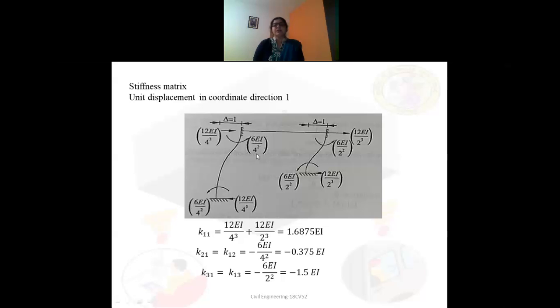6 EI delta by L square. Delta value is 1 here. So it is 6 EI by L square. L value is 4 meters. So how much are you going to get? Minus 0.375 EI. Similarly, what is happening at coordinate 3 due to this displacement at coordinate 1? K31 is equal to K13, that is equal to minus 6 EI delta by L square. So that is minus 1.5 EI. So what happens here?